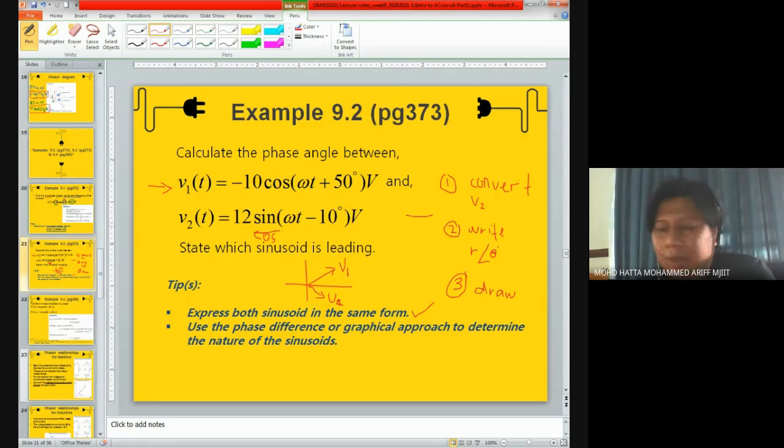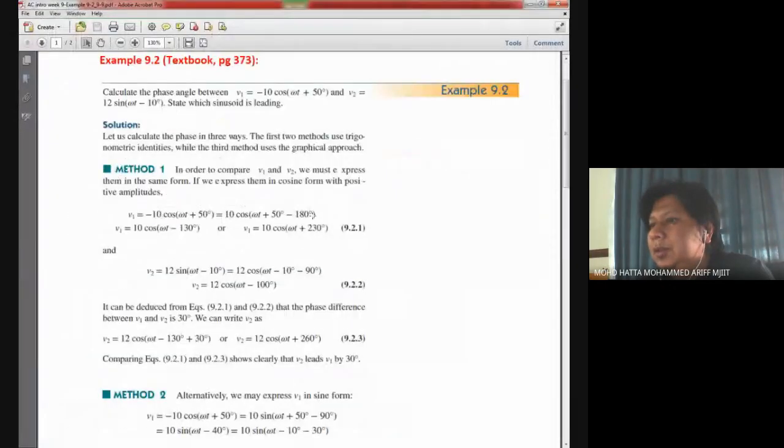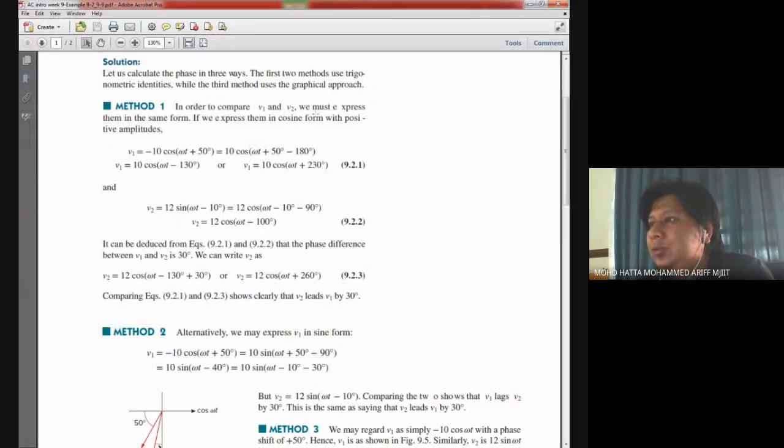I think I have the solution over here. Example 9.2. If we look at the example, method number 1, in order to compare V1 and V2, we must express them in the same form. This is very important. We express them in cosine form with positive amplitude. You need to convert both, because the one that you see for V1 has a negative amplitude. You need to put it in a positive amplitude.